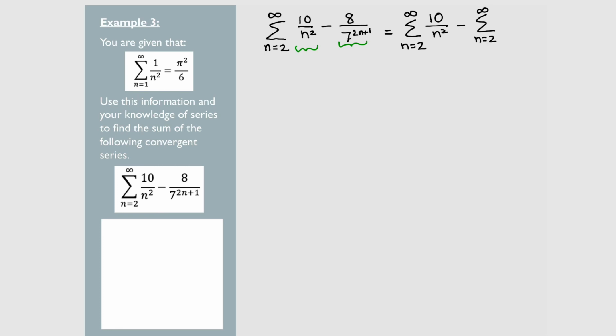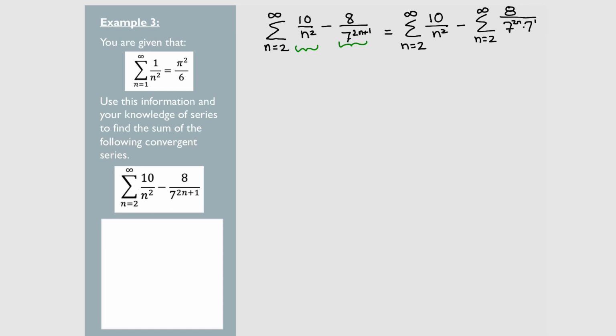So I'm breaking this whole summation into the summation n equals 2 to infinity of 10 over n squared minus the infinite series n equals 2 to infinity of 8 over, and I'm going to rewrite this as I do it, 7 squared to the nth power, or 7 to the 2n, and then 7 to the first. Now, why does that help me? Well, not quite. I'm going to do one more thing. For the first part, that is.